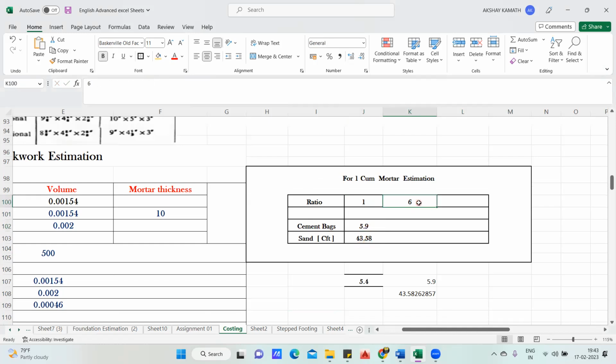If somebody asks you for 1:4 ratio, according to that, this is for 1:4 ratio. Somebody asked it for 1:5. For 1:5, it is 6.9 bags of cement, and sand is 42.37. Getting my point, no? So usually we have three ratios: 1:4, 1:5, and 1:6. You just change the value. I have done this. It's a very simple thing.